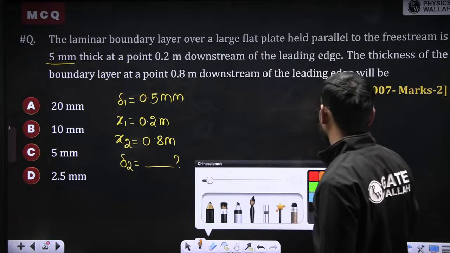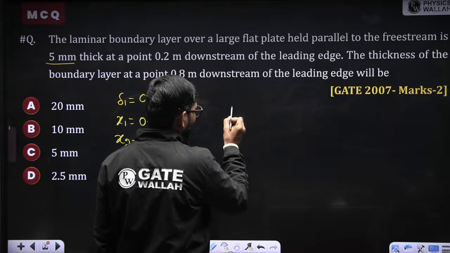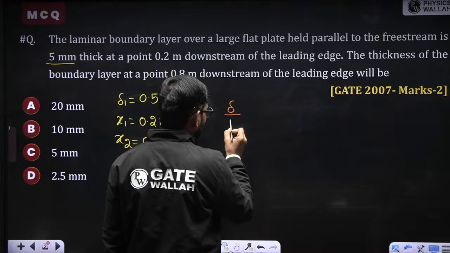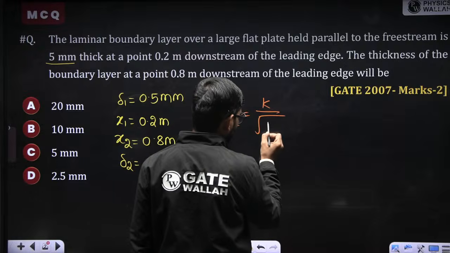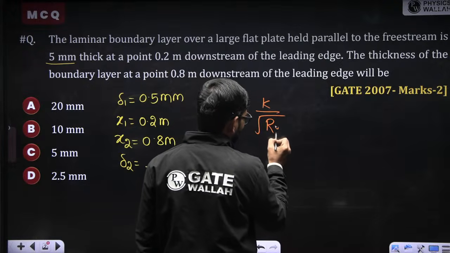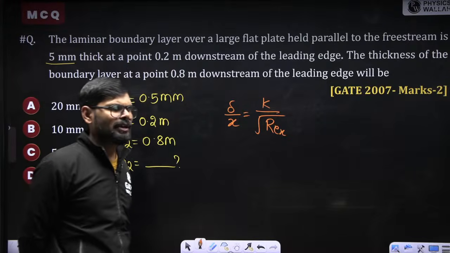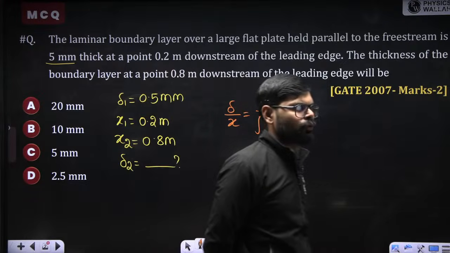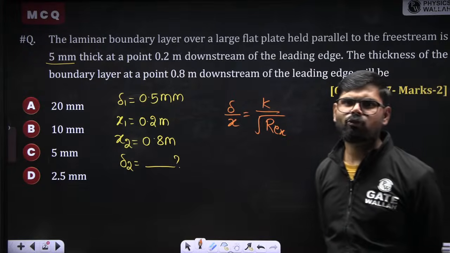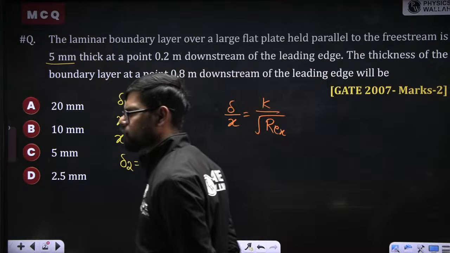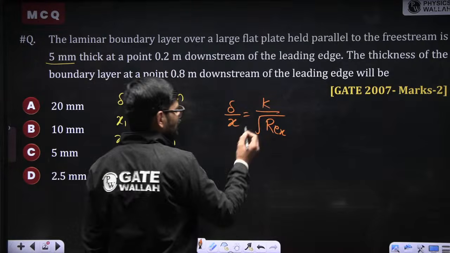Very simple. We'll use the Blasius equation, according to which delta by x is equal to K by under root Re_x. This is the formula. K values generally vary from 4.5 to approximately 5. If the K value is not given, then we generally consider 4.91. But it's not relevant for us.